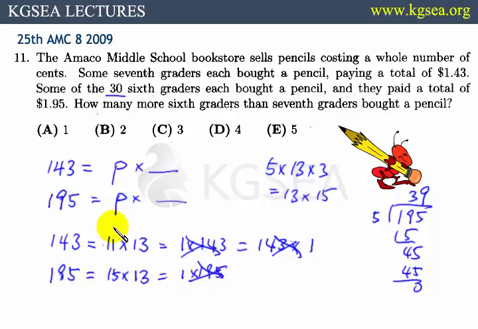So how many 6th graders? This is 6th graders, and the first one was 7th graders. So these are the numbers of them, and the pencil is 13 cents each. So how many more 6th graders than 7th graders bought the pencil? 4 more is the answer. So the answer is 4.